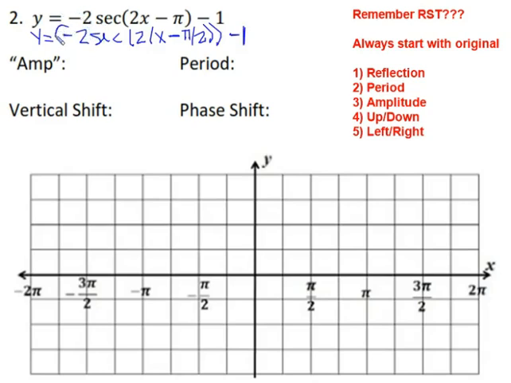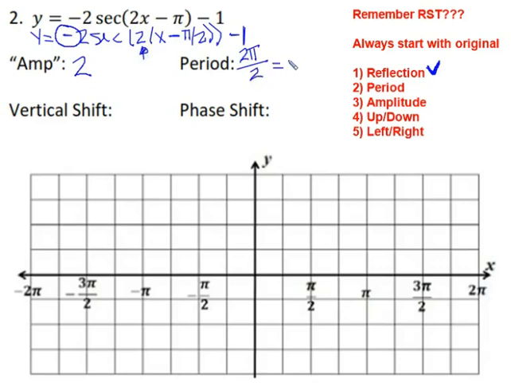It should be worth noting that we have a reflection, so even though that's not listed as an option down here, you still should make note of that. There is a reflection, so we'll put a little check mark there to make sure we graph that. Our amplitude is 2. Our period for a secant graph is normally pi or 2 pi, but our b value is 2.